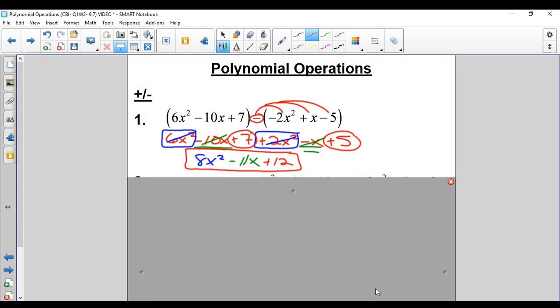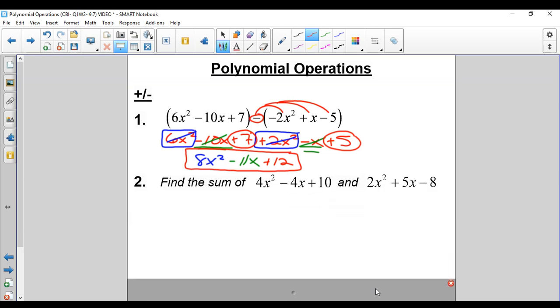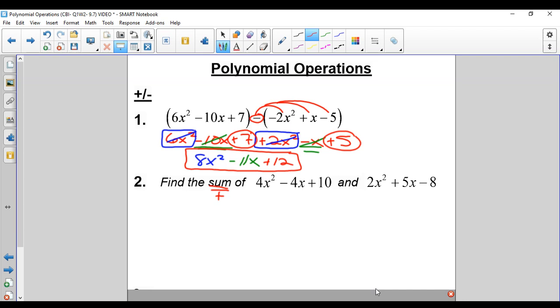Next example, it's written in words for us. Find the sum. Sum is addition. All right, so it doesn't matter. We don't need to set this up, but technically it would look like this: 4x squared minus 4x plus 10 plus 2x squared plus 5x minus 8.